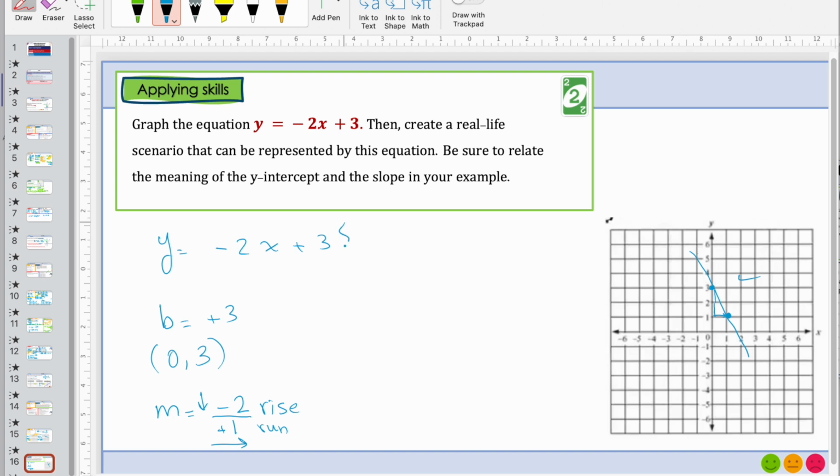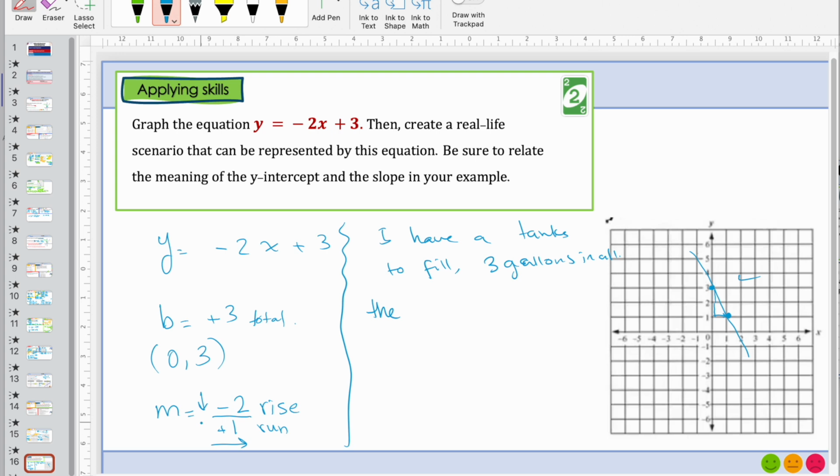Create a real life scenario. Like basically, we know that 3 is B, which is the y-intercept, which represents the total amount. So I can go back to the gallon scenario. I can say that I have a tank to fill, which is 3 gallons in all. This is the total gallons at start.